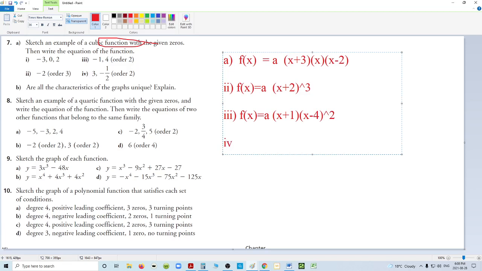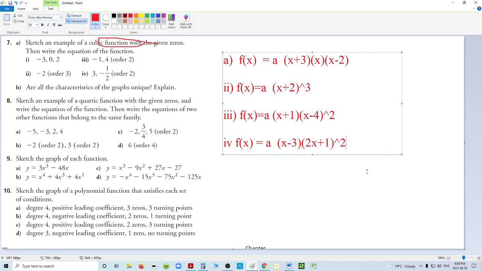And then the last one, f of x is equal to a, x minus 3, and then x plus a half, but the only way to achieve that is 2x plus 1. And you'll figure that out. Just solve for that and you'll get minus a half. And that one is order 2. They tell us it's power 2. Are they all unique? Yeah, they are, because they all have different x-intercepts.